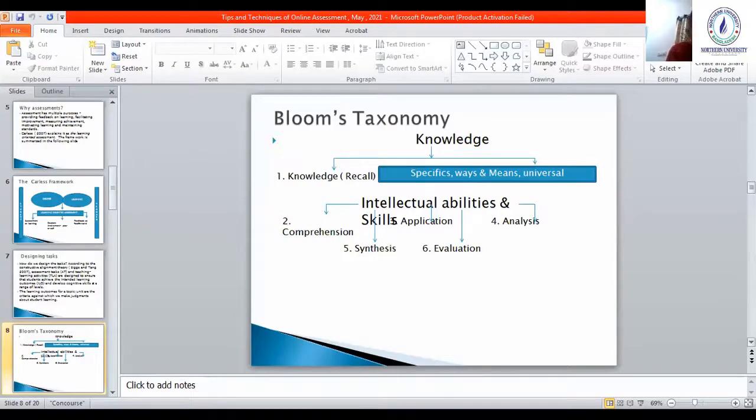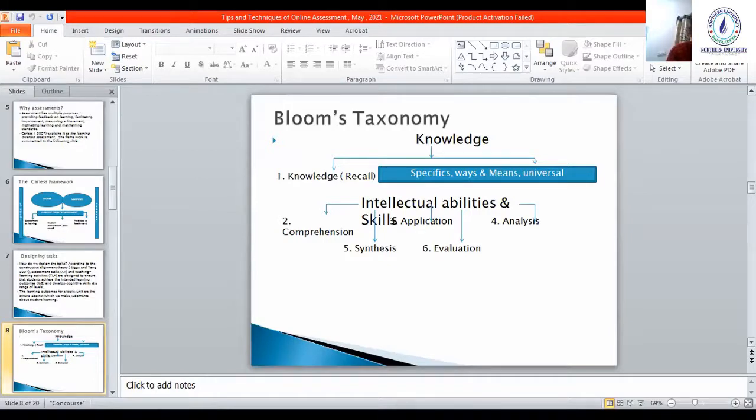So the second most important thing that is tested is the intellectual abilities and skills. While we test as teachers the intellectual abilities and skills, the first that comes to us is comprehension. That means the low level of understanding or ability to grasp and make use of material or ideas, without seeing further implications. What do we understand by that? What is a comprehension level?